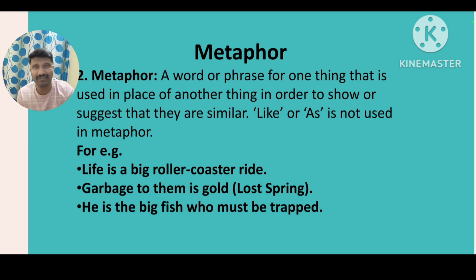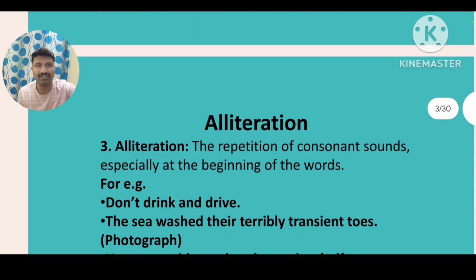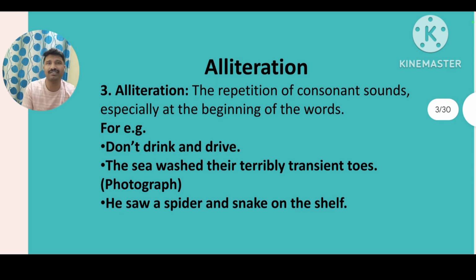And the next one, the third one, is alliteration. So the third device is alliteration: the repetition of consonant sounds, especially at the beginning of words. For example, don't drink and drive. The sea washed their terribly transient toes. The last one we have, he saw a spider and snake on the shelf. That is the repetition of consonant sounds, so we call it alliteration.